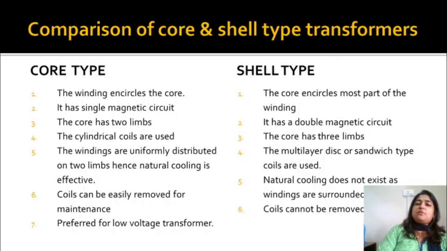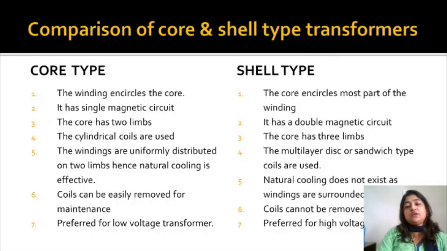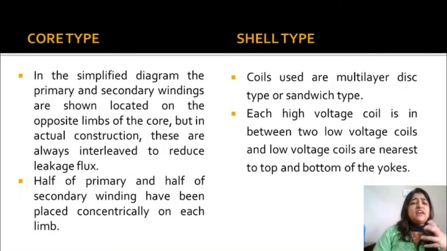Core type of transformer is generally used for low voltage transformers, while shell type of transformers are generally used for high voltage transformers. The same thing which I have explained to you, that in core type we don't have active.